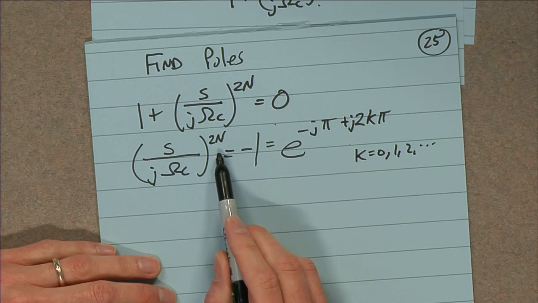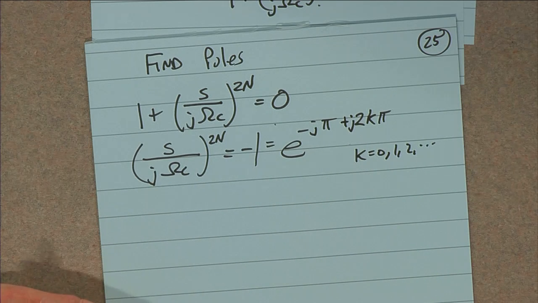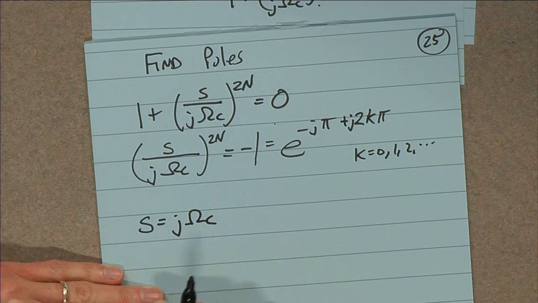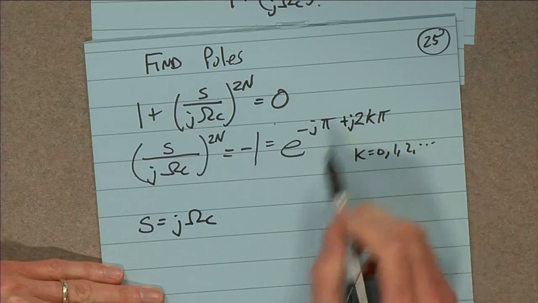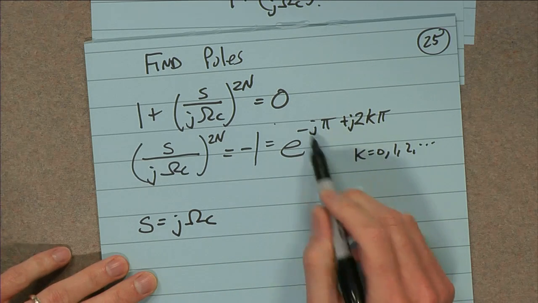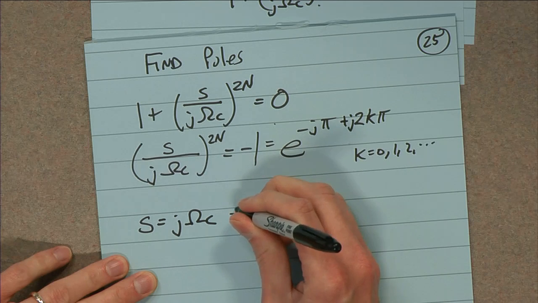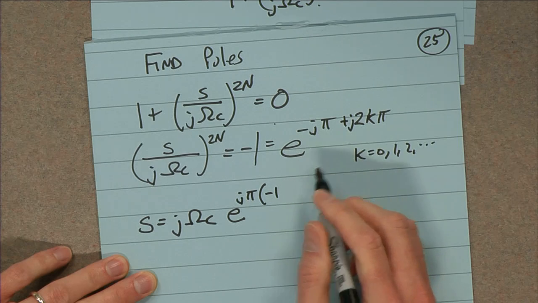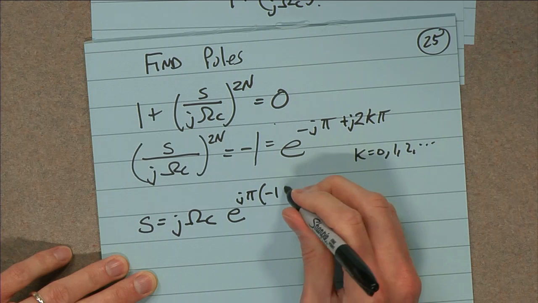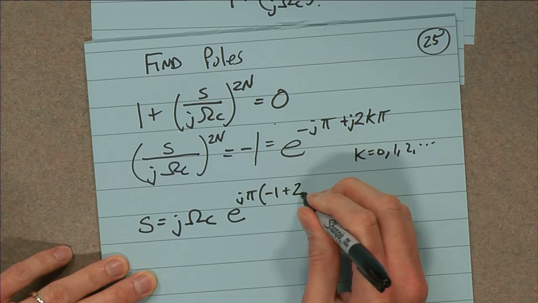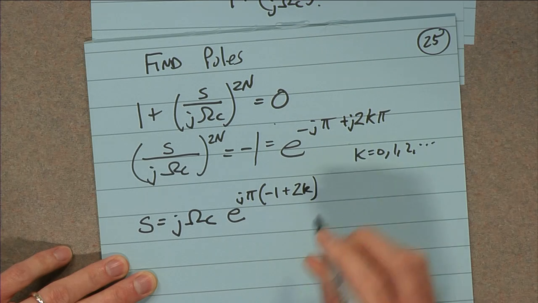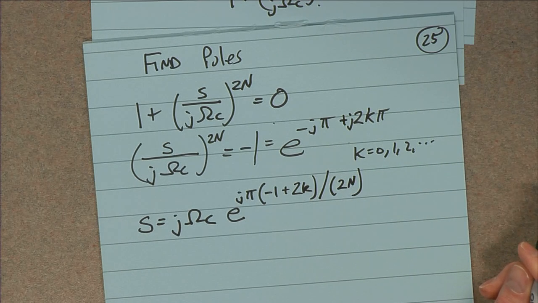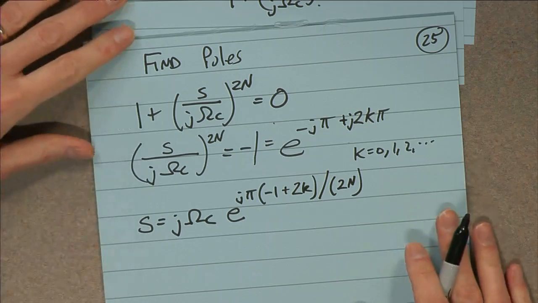We can take the 2nth root of both sides and then multiply by j omega c, right? So if I do that, I get s equals j omega c. But now I have to have the 2nth root of all this. And to do that, I think I'll factor out a j pi first. So this is e to the j pi. I've got what, minus 1. Pull out the j pi, I got plus 2k, right? And then it's all divided by 2n. And we're just about done.